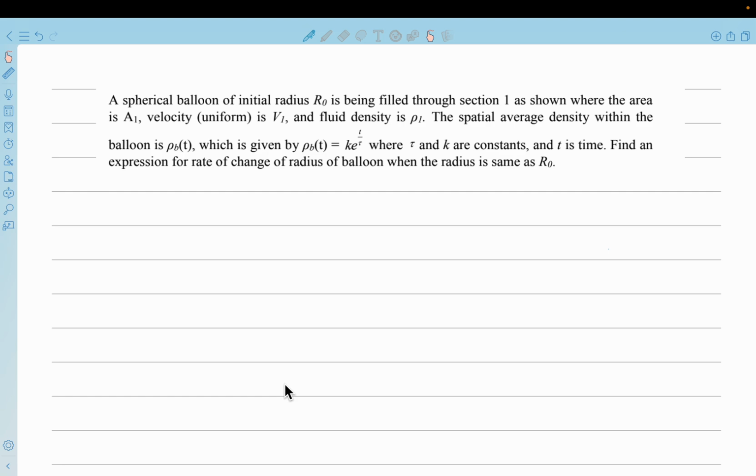Okay, so let us discuss the last question for today. Now, what is given here is there is a spherical balloon. Initially, its radius is r0, and it is being filled through section 1. I have not copied the diagram, but let me draw it.